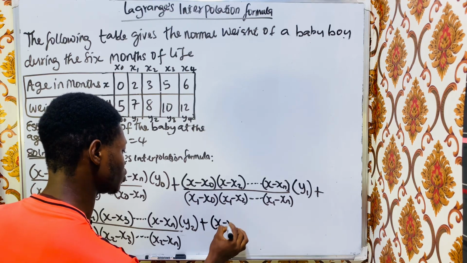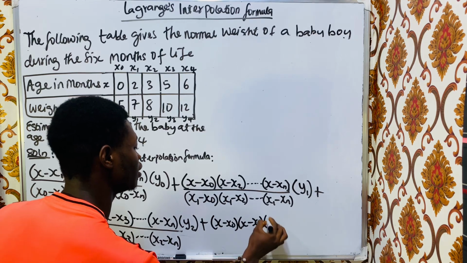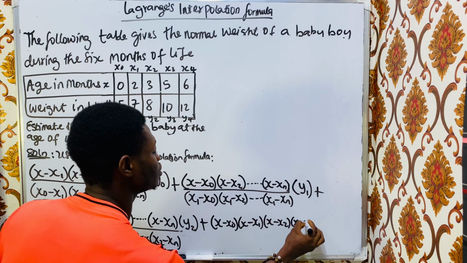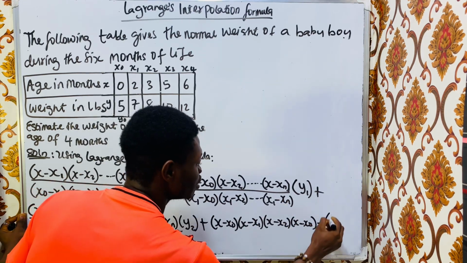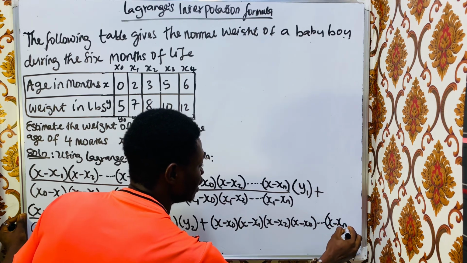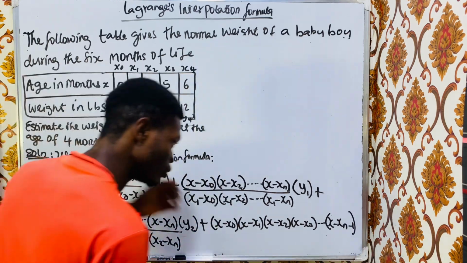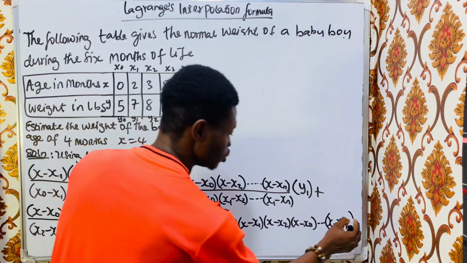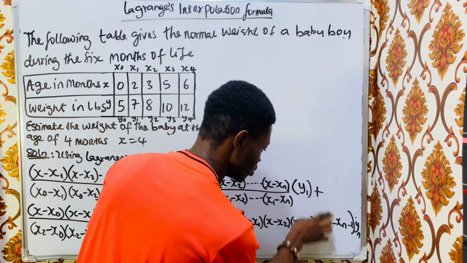x minus x0, x minus x1, x minus x2, x minus x3. If you like, you still continue, then dot dot dot, x minus xn minus 1. Then what y will be there? It will now be times y sub n. So this y sub n means what? Last term. Let me make this smaller so that you see it too.